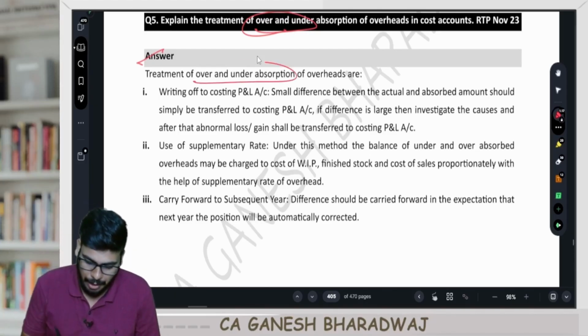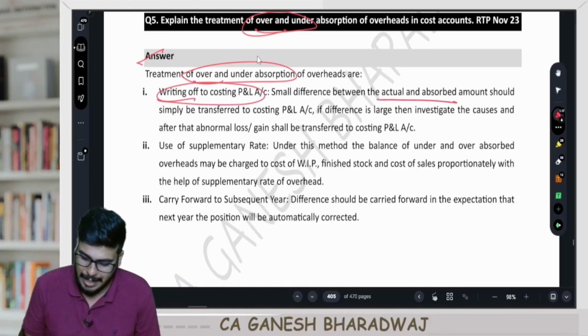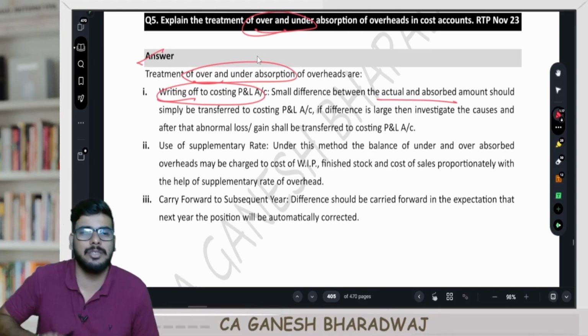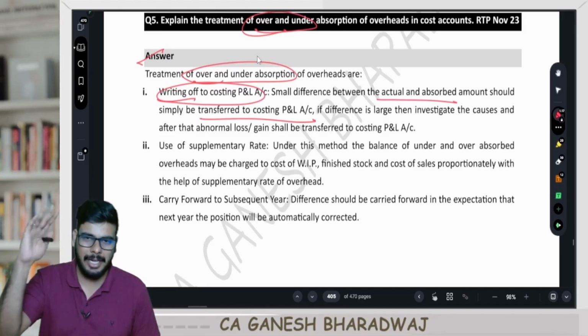Look at this treatment of under or over absorption. You should write off to the P&L when the difference between the actual and absorbed is small. That is, when your under or over absorption is a small figure. This is only for theoretical purpose. Clear? What they are saying is simply transfer it to the costing P&L. That is, don't look whether it is normal or abnormal. Take it to the costing P&L.